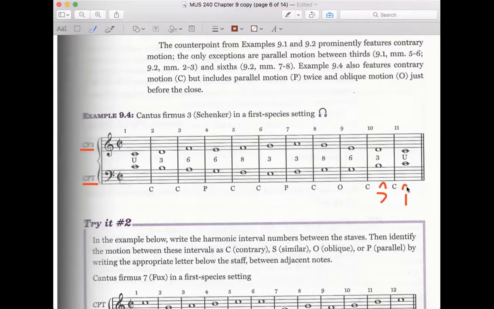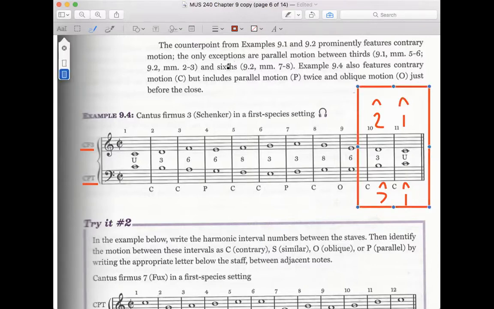See this little circumflex? That's the little hat on top of the number. That means scale degree. This is 2nd scale degree, 1st scale degree. So again, this is our cadence and it's happening exactly like we're used to. Okay, good. What are some other things we're used to?